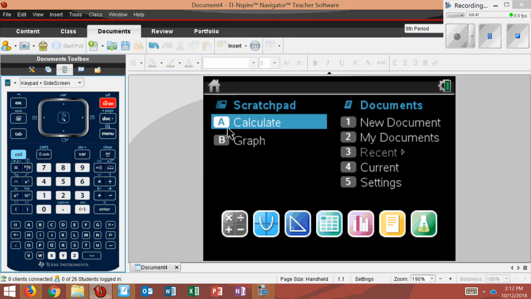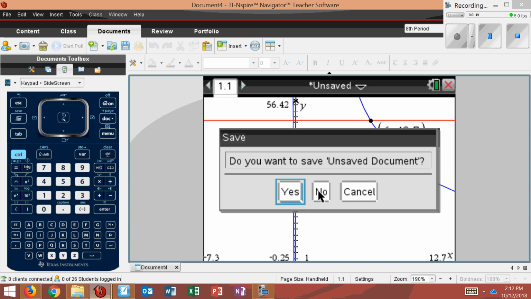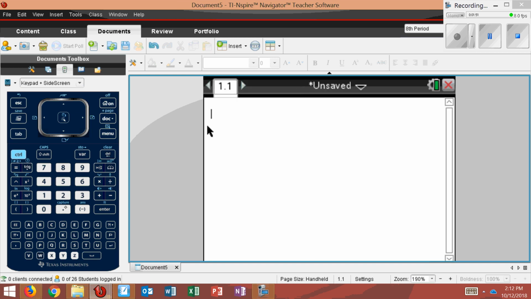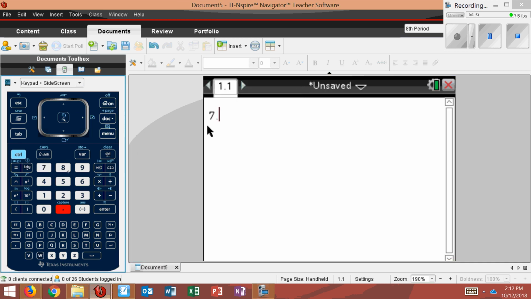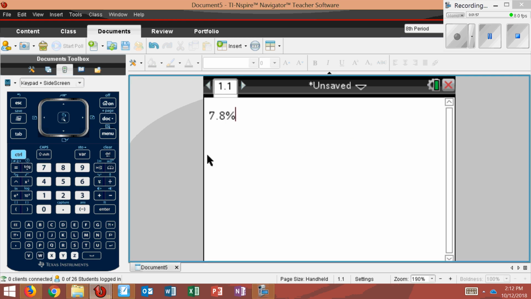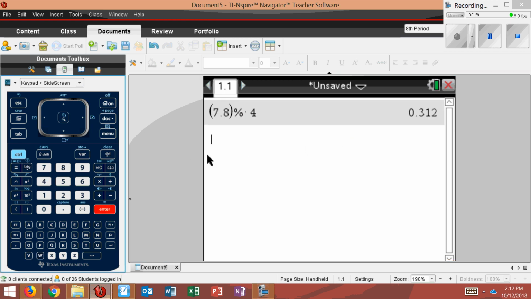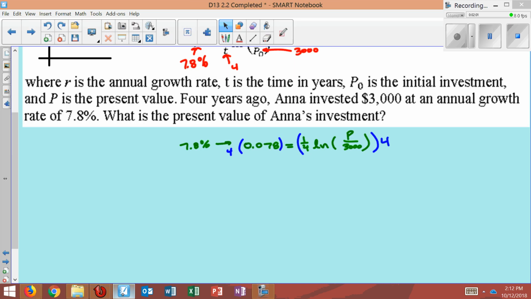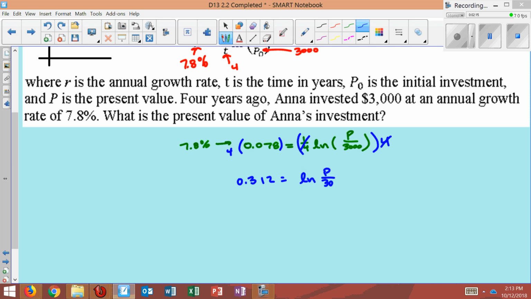Why am I going to risk doing the math wrong when I got a calculator right here? So I do 7.8%. I just like typing these in just so I don't make any silly mistakes. Times 4, that is 0.312. So I have 0.312 equals, those go away here, the natural log of P over 3,000.